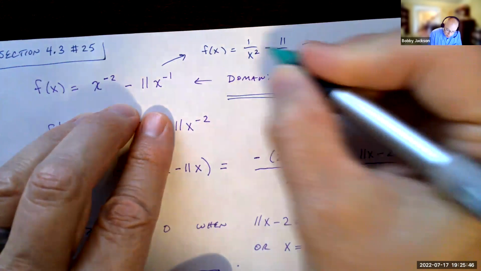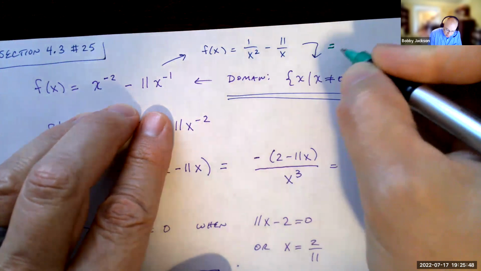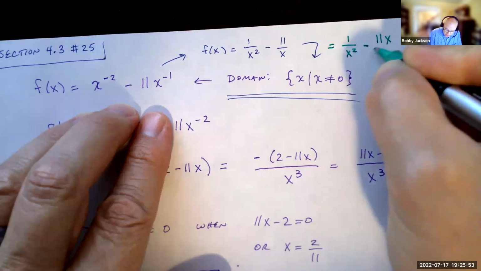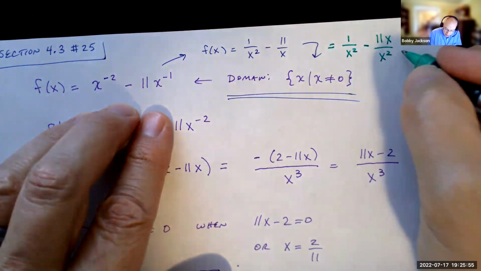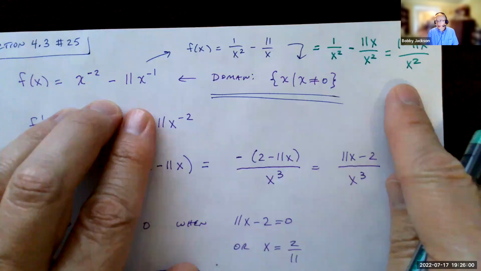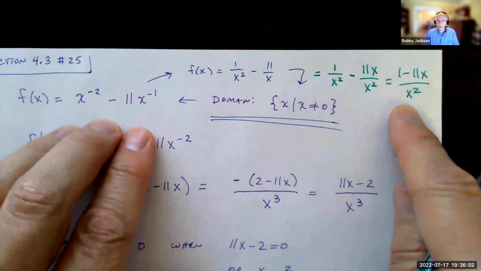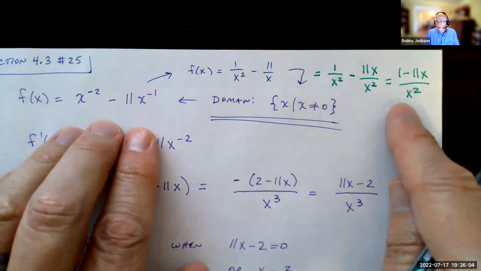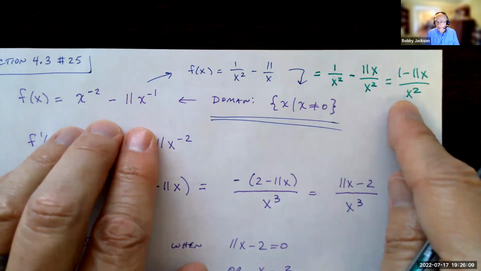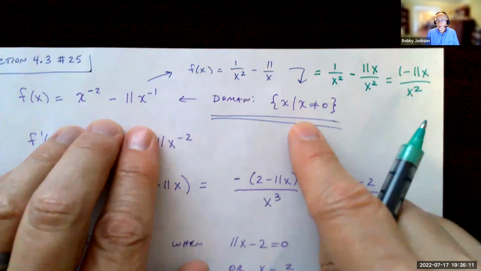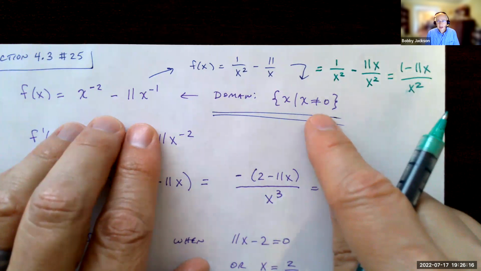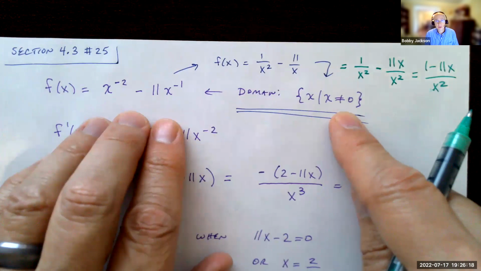We could actually simplify this function a little bit by writing it over a common denominator. In other words, 1 divided by x squared minus 11 over x is 1 over x squared minus 11x over x squared, multiplying top and bottom by x. So it's 1 minus 11x over x squared. I'm not suggesting necessarily that you rewrite it in that form to find the derivative, which we're going to need to do in a second, but that's the same function. And you can see again clearly that when x is 0, we've got a problem. So there's a vertical asymptote there at x equals 0, and that's going to come into play when we do a sign check of our derivative.